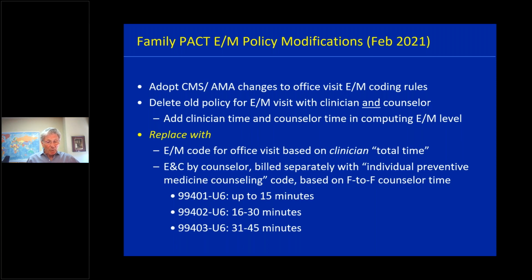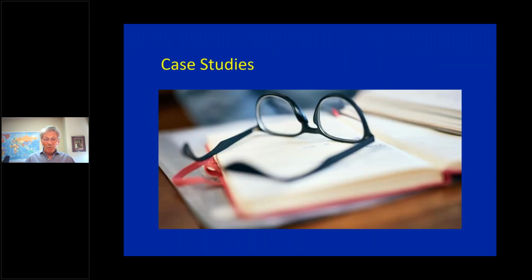So 99401 with a U6 modifier, if your health educator or counselor spends up to 15 minutes with the patient. A 99402 U6 for time between 16 and 30 minutes, and a 99403 U6 for a counselor or health educator time that is 31 to 45 minutes. Now that's in addition to the E&M code for the clinician. So basically, instead of adding them up the way we used to, these are now billed separately, but you can bill both if both were done.